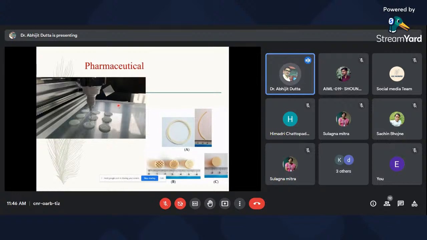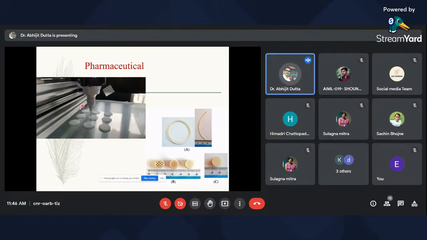That particular drug can be produced with the help of 3D printing pharmaceutical, or the pill printing technology. This is called the pill printing technology. You can see the pill or a particular drug is printed with the help of this nozzle, which is widely used nowadays.